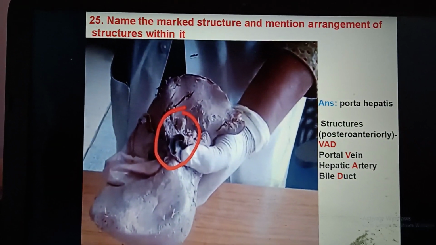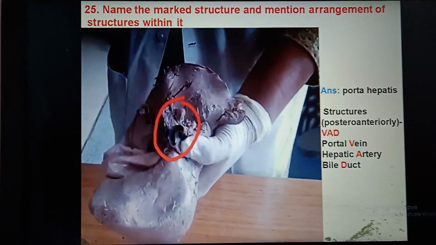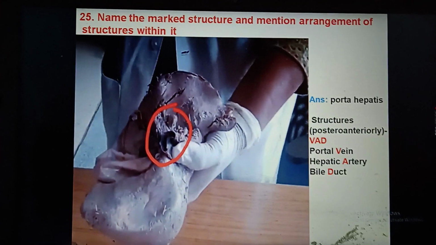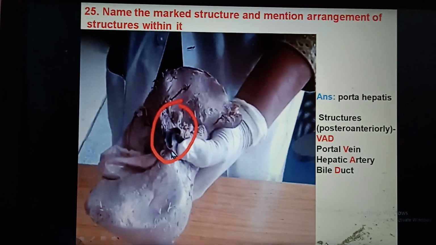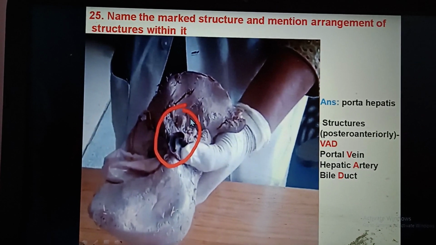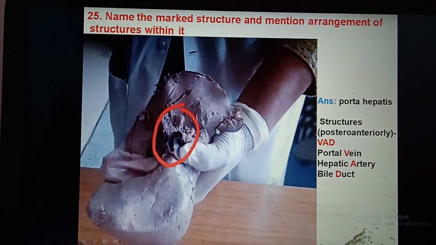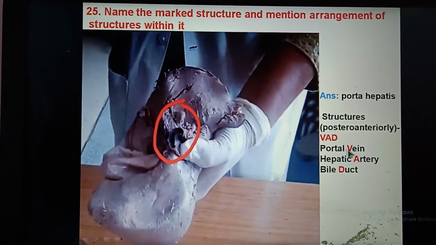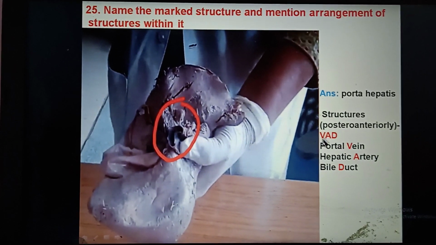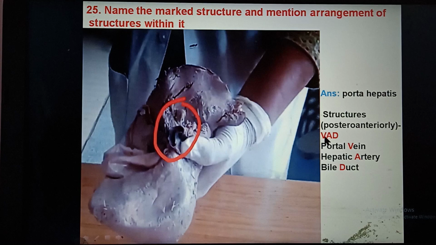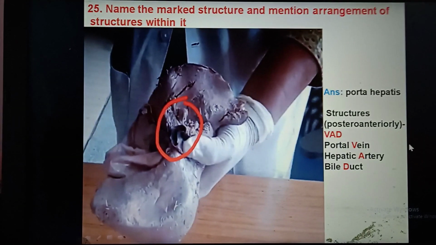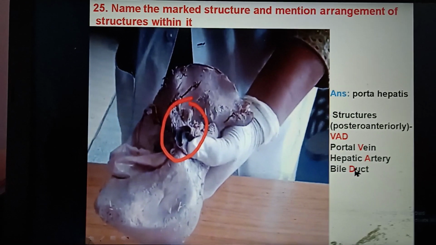Name the marked structure and mention the arrangement of the structures within it. This is the porta hepatis of the liver, and the structure arrangement from posterior to anterior is BHAD. P for portal vein and P for posterior. So from posterior we will progress: portal vein, hepatic artery and bile duct. BHAD.